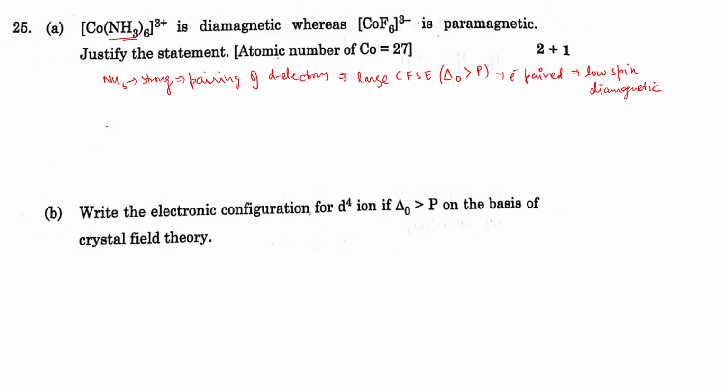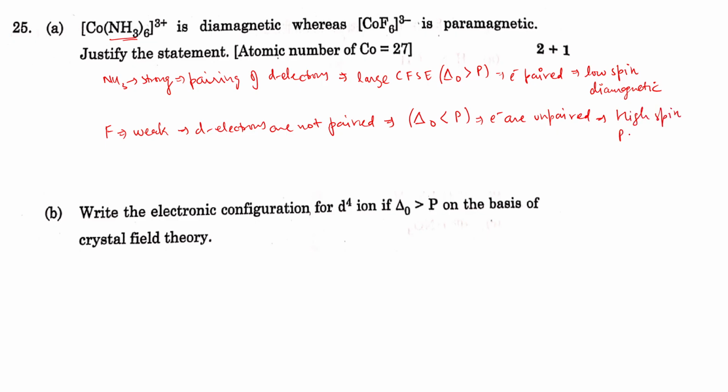In case of F6, fluorine is a weak ligand. The d electrons are not paired. Since it is weak, in this case, Δo is smaller than P. That means the energy gap between t2g and eg is smaller. So electrons get promoted to the higher energy level, and electrons are unpaired, and when electrons are unpaired, we get high spin.